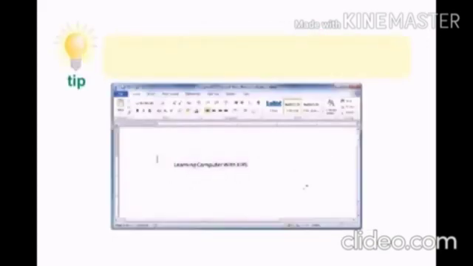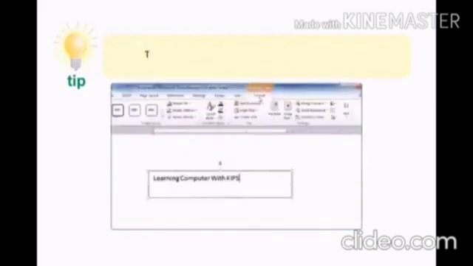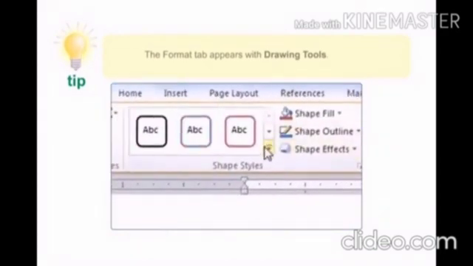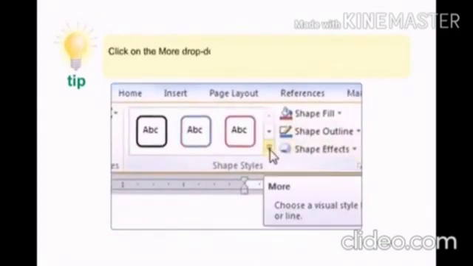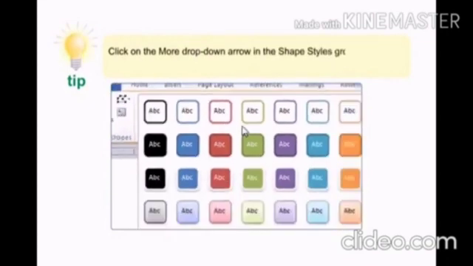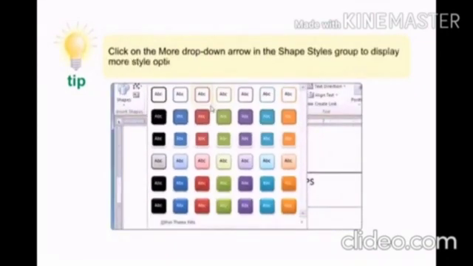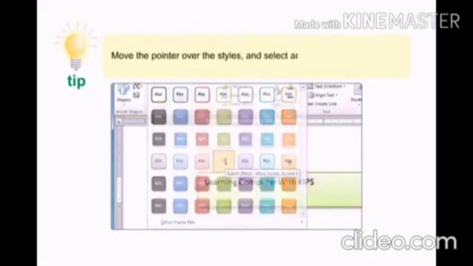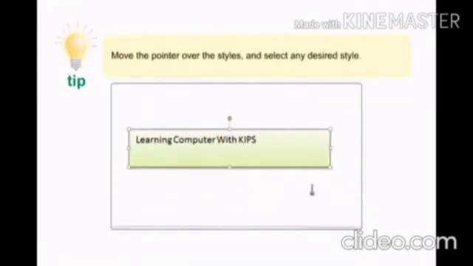Now let me share a tip with you. To change text box style, select the text box. The Format tab appears with Drawing Tools. Click on the More drop-down arrow in the Shape Styles group to display more styles option. Move the pointer over the styles and select any desired style.